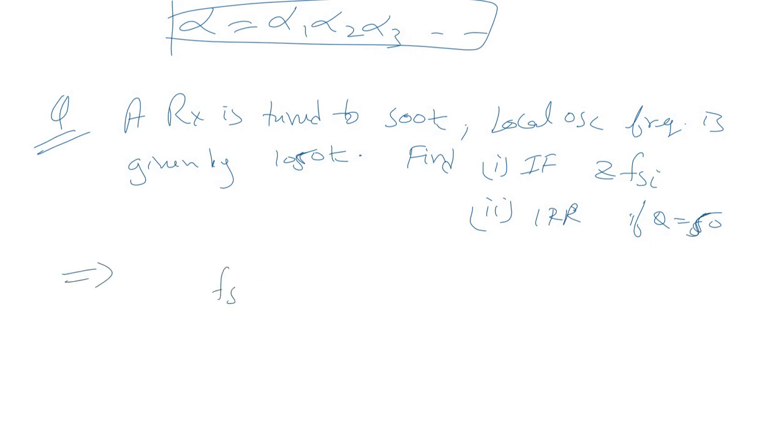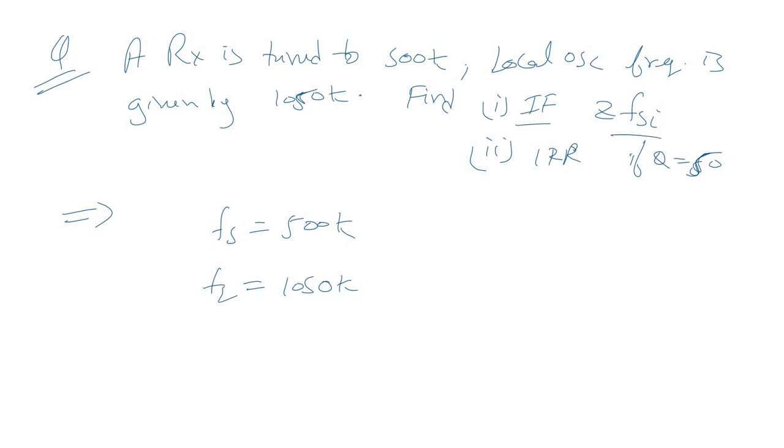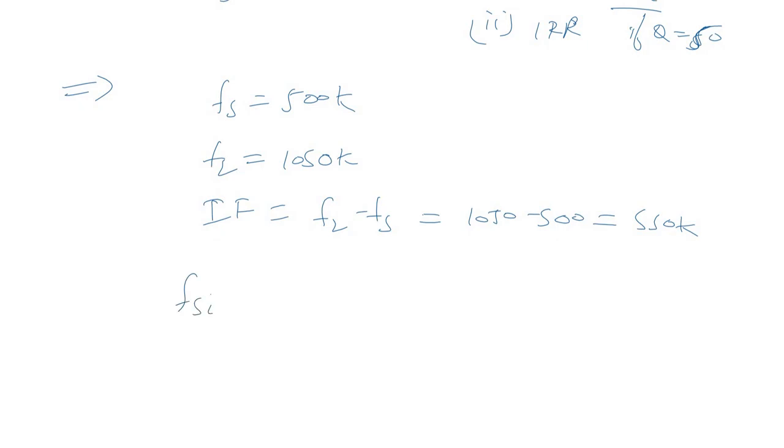In the question we are given the input signal frequency to which the system is to be tuned, that is 500 kilohertz. FLO is given as 1050 kilohertz. We need to find out the intermediate frequency and the image signal frequency. The intermediate frequency is nothing but FLO minus Fs, that is 1050 minus 500, and it comes out to be 550 kilohertz. And FSI, the image signal frequency, is equal to Fs plus twice IF, that is 500 plus 2 into 550, and it is equal to 1600 kilohertz.